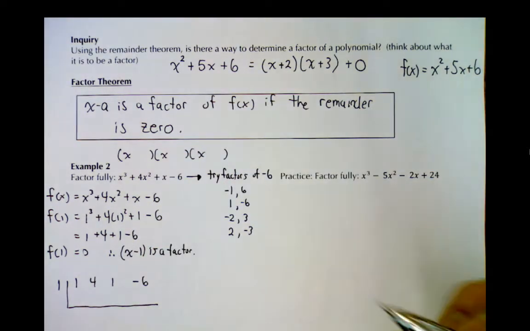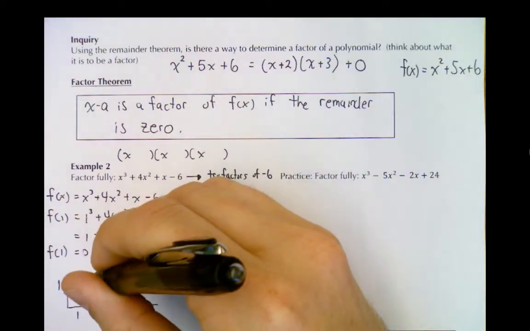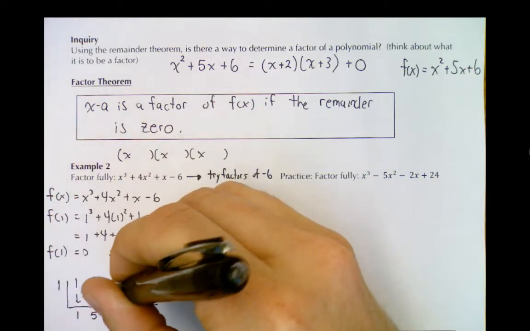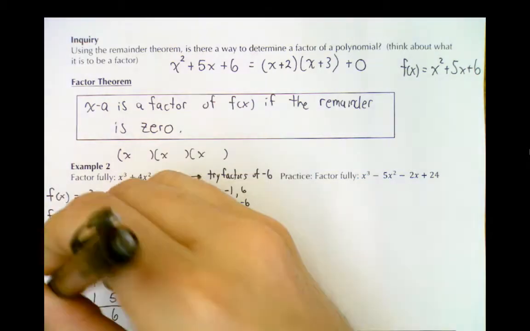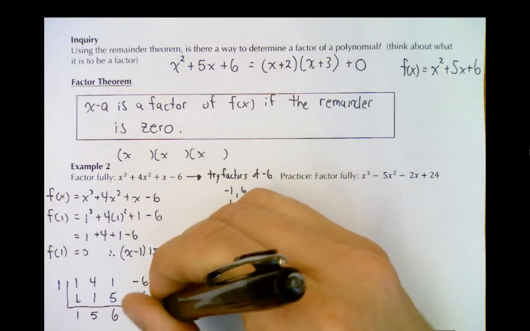And following the rules of synthetic, we bring down 1, multiply, we get 1. We add down the column, 4 plus 1 is 5. Multiply 1 and 5, we get 5. Add down the column, we get 6. 1 times 6 is 6. Add down the column, we get 0 remainder.